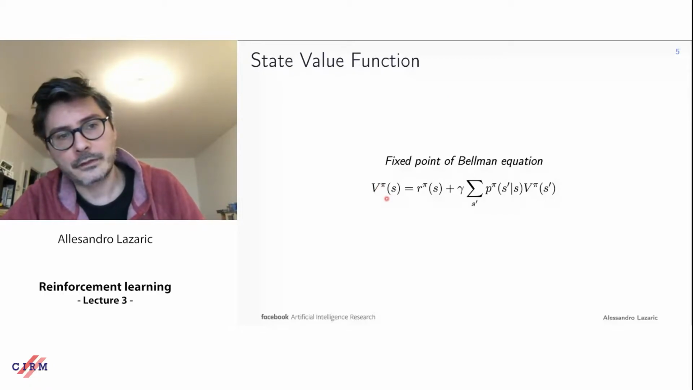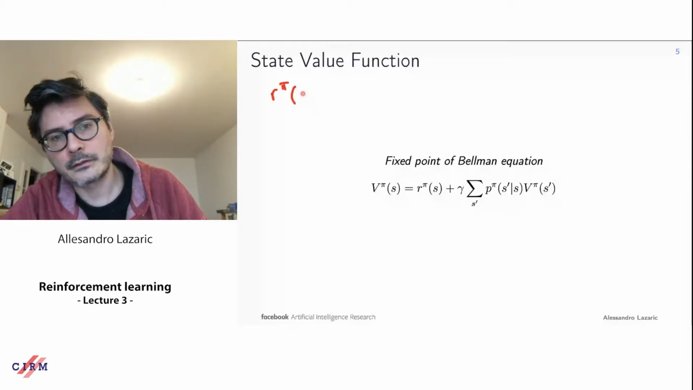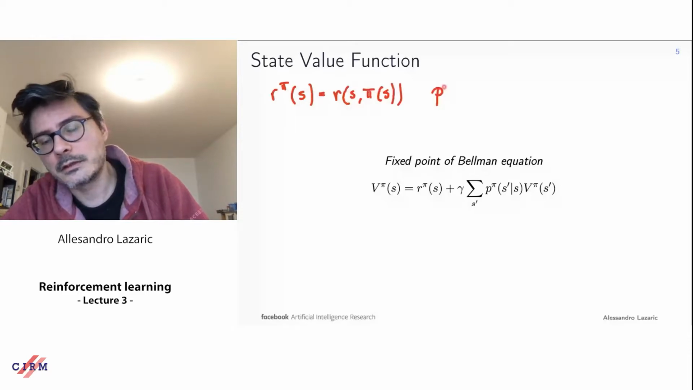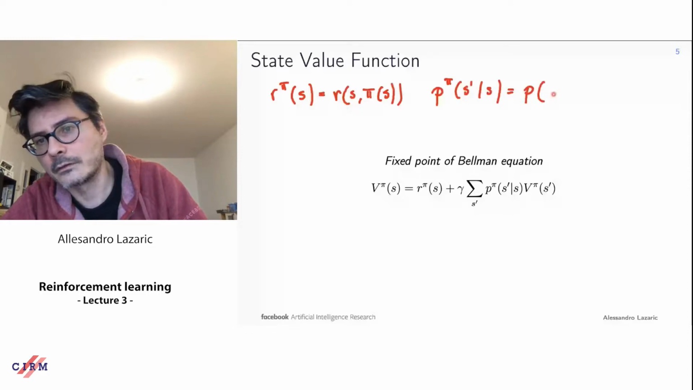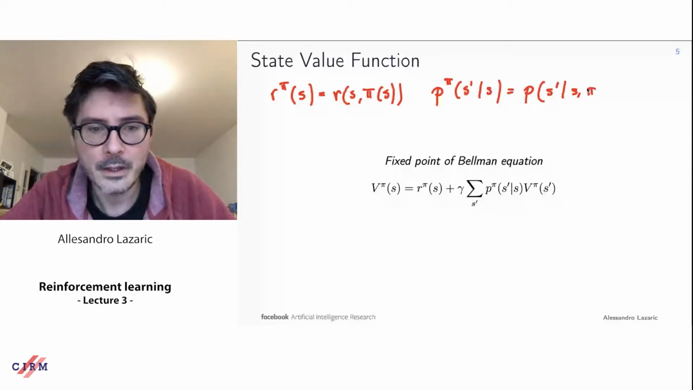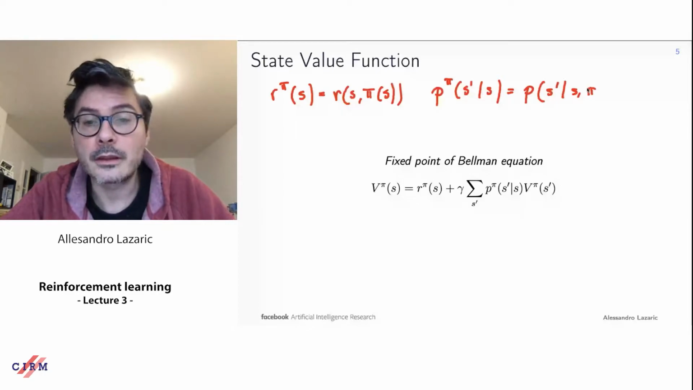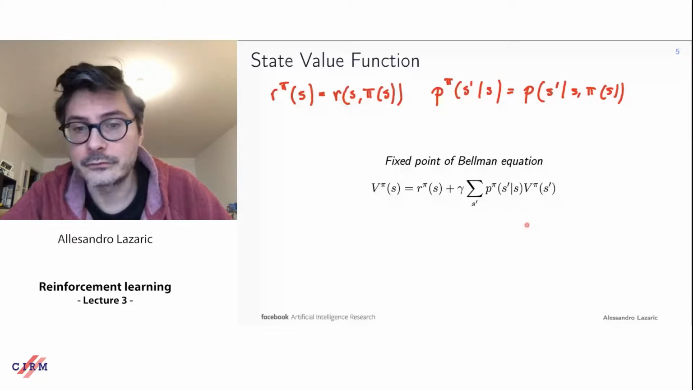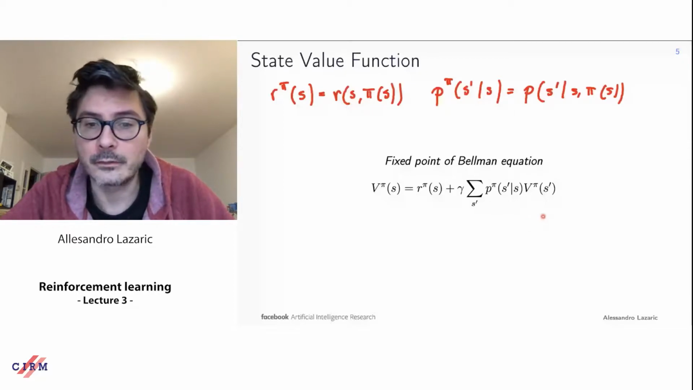Just for reference, here I'm using the shorthand notation r pi of s as r of s pi of s. And I'm using the shorthand notation p pi s prime given s as p of s prime given s pi of s. It is just for convenience. So I know that a function v is the value function v pi if it satisfies this equation.